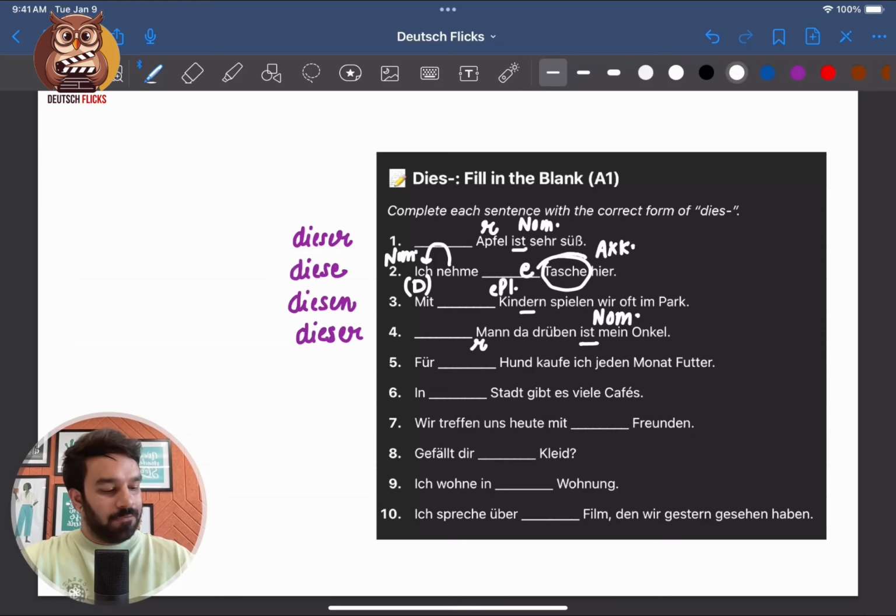Nummer 5. Für Lücke Hund kaufe ich jeden Monat Futter. For this dog, I buy every month what? Futter means food or feed. For example, Hundefutter will be dog food and Katzenfutter will be cat food. So für is an accusative preposition. After that we have to give accusative treatment. Hund is masculine. Hence we will go with diesen.